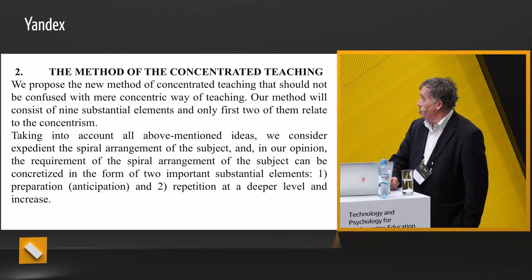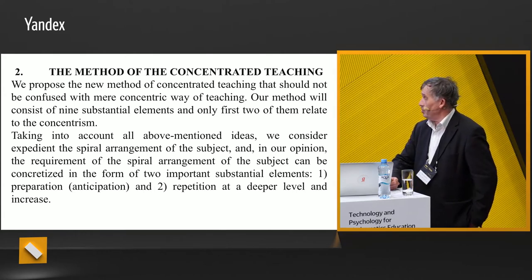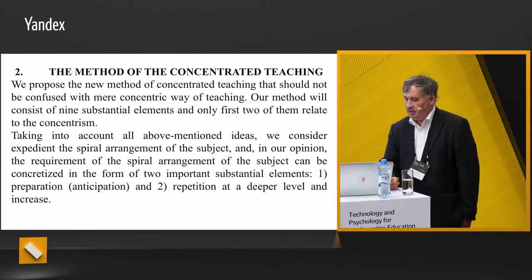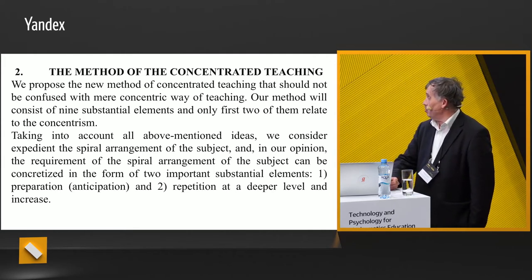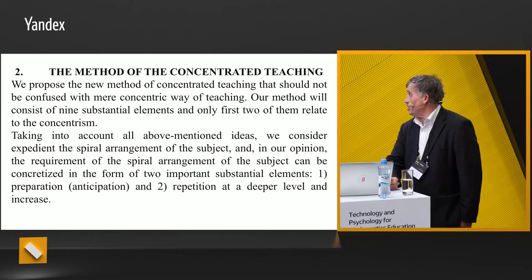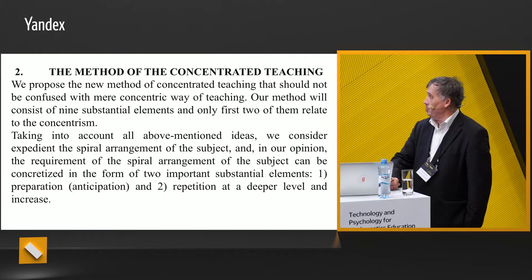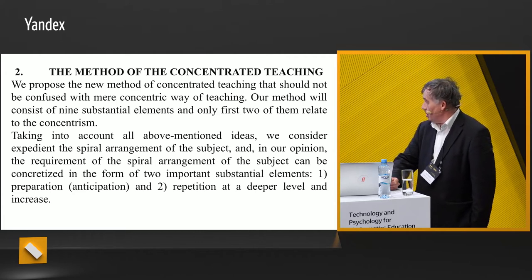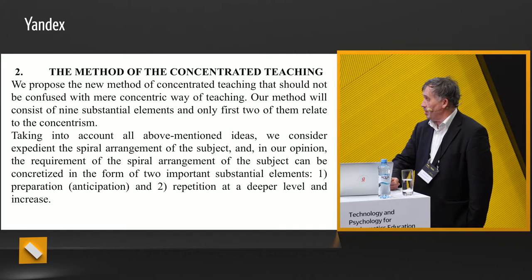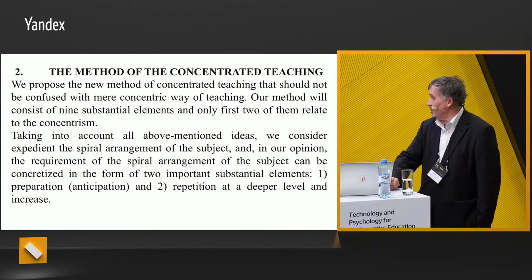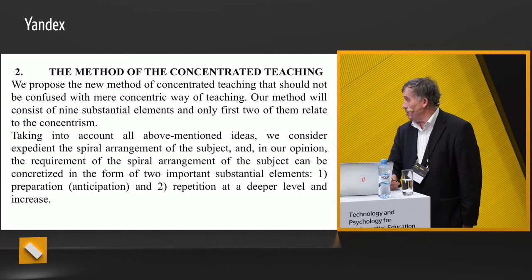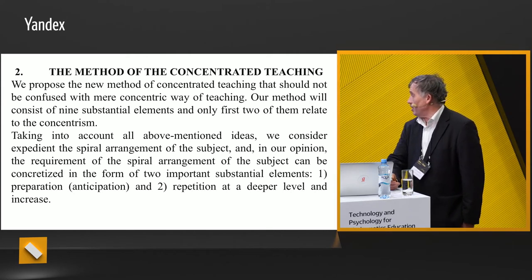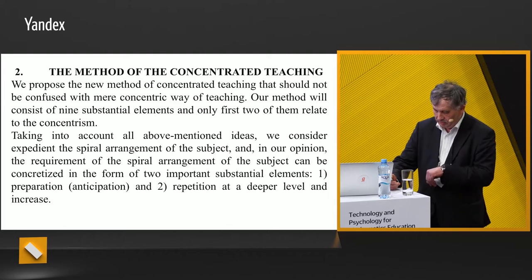We propose the new method of concentrated teaching that should not be confused with the mere concentric way of teaching. Our method will consist of nine substantial elements, and only the first two of them relate to concentrism. Taking into account all the above mentioned ideas, we consider expedient the spiral arrangement of the subject, and in our opinion, the requirement of the spiral arrangement of the subject can be concretized in the form of two important substantial elements: first, preparation, anticipation, and second, repetition at a deeper level and increase.